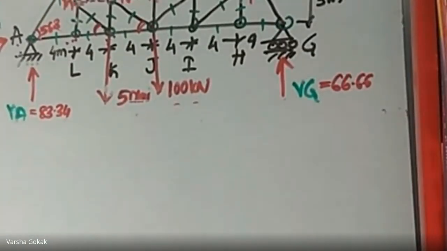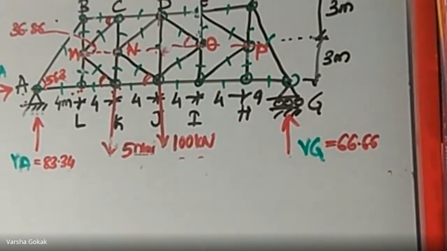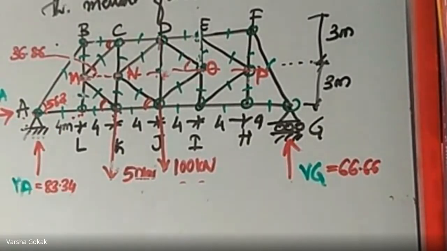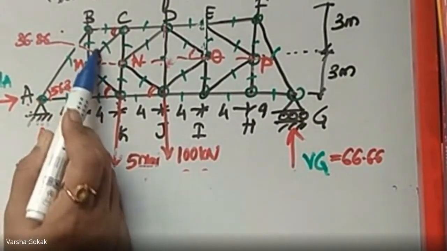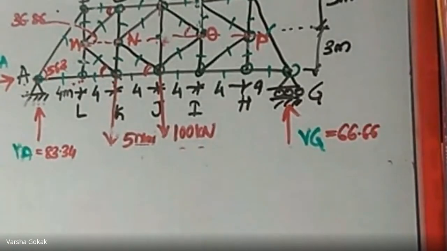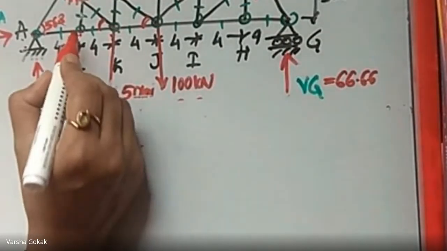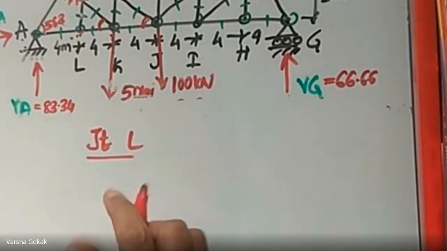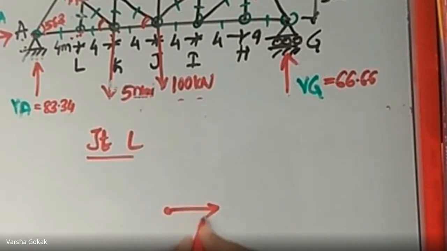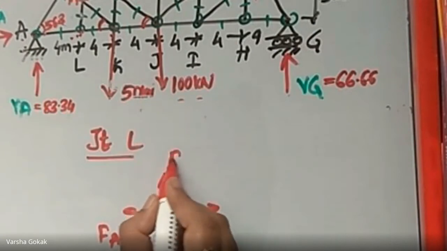Right? Let's go to the next joint. Which one will we go to after joint B? Joint L. If I go to M, both are unknowns. We'll go to joint L. So joint L, this one. What is there in that particular joint? I'll draw the joint. I have a member going like this, a member going like this, and a member going like this, up. This is FLK, this is FAL, and this is FML.